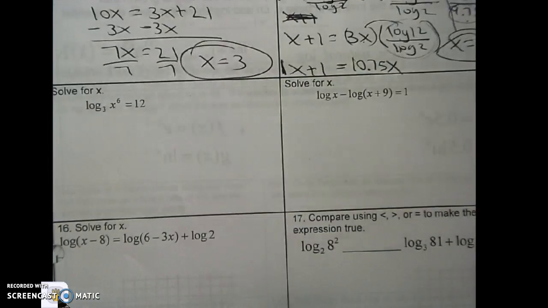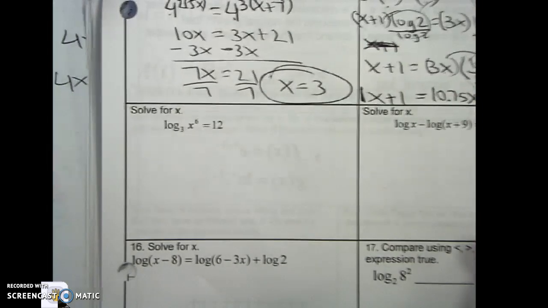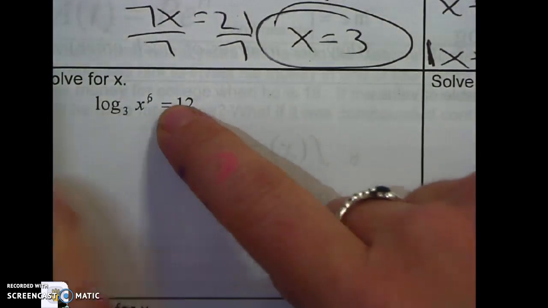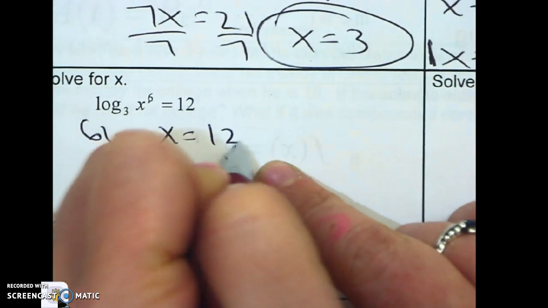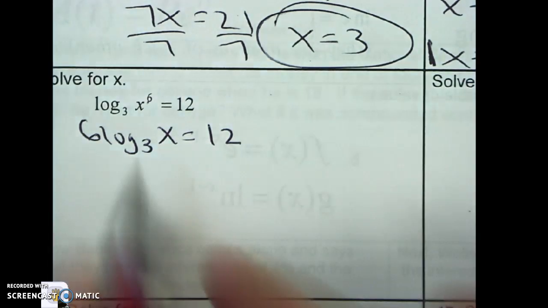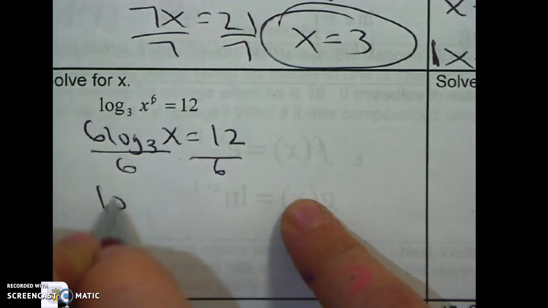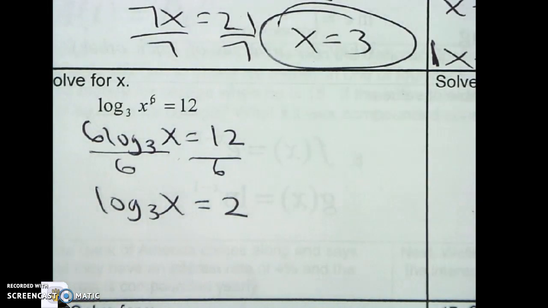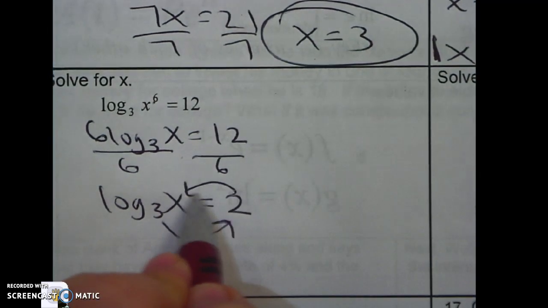Okay. All right. There are different ways to do this problem, but the way that I would do this problem is, the moment I'm in log form and I see something little, I want to make it big. Now I have a number on the outside, divide by 6. Log 3 to the x equals 2. Now, I did as much as I could in log form. I can't do anything now. Now I'm going to change it to exponential.